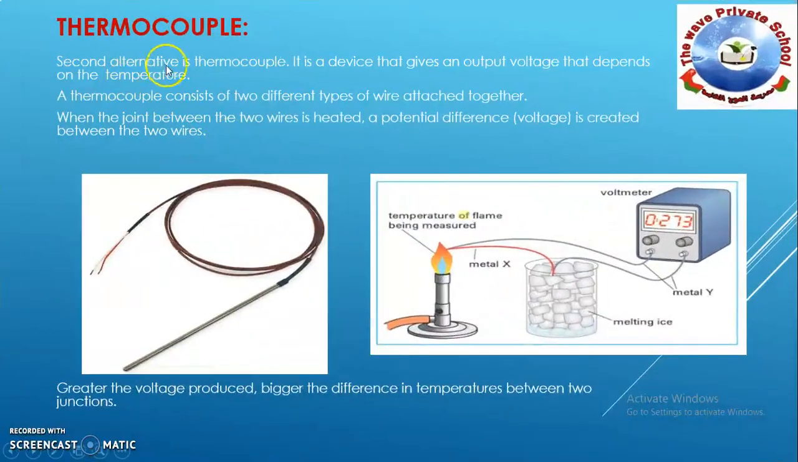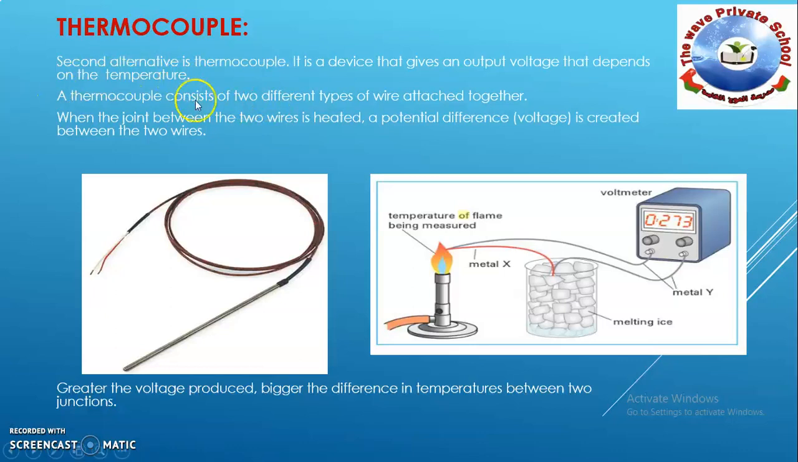Thermocouple. This is the second alternative. The first is the glass thermometer and the alternatives are two: first is the thermistor and the second is the thermocouple. And what is a thermocouple? It is a device that gives an output voltage that depends on the temperature.